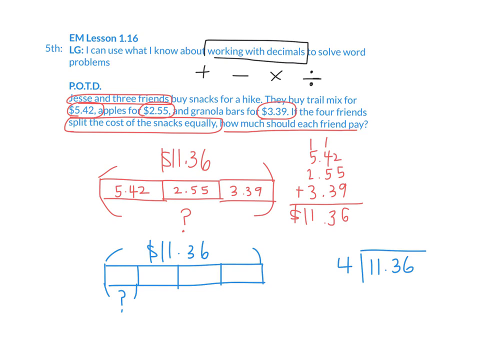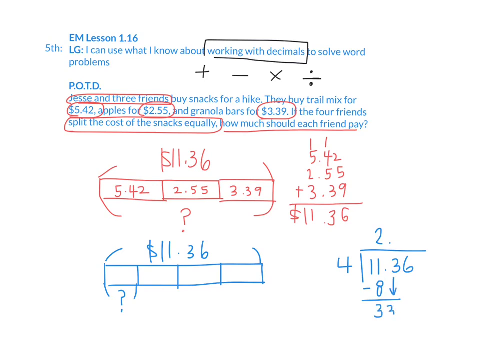What is my whole? $11.36. What's my divisor? Knocking on the door. Good. I have 11 ones. Can I split that into 4 equal groups? Yeah. How much could be in each group? 2 whats? 2 ones. Good. So I'm going to put a 2 in the ones place. How many ones would I have used up altogether? 8. How many ones are left? 3. Very good.